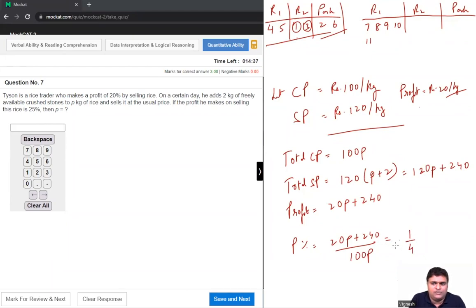Now what do we do? Cross multiply. 80p plus 960 equals 100p. Correct, is it? I could be making mistakes along the way. Seems okay. Yes, sir, it is right. The answer is 48. So you mark it.